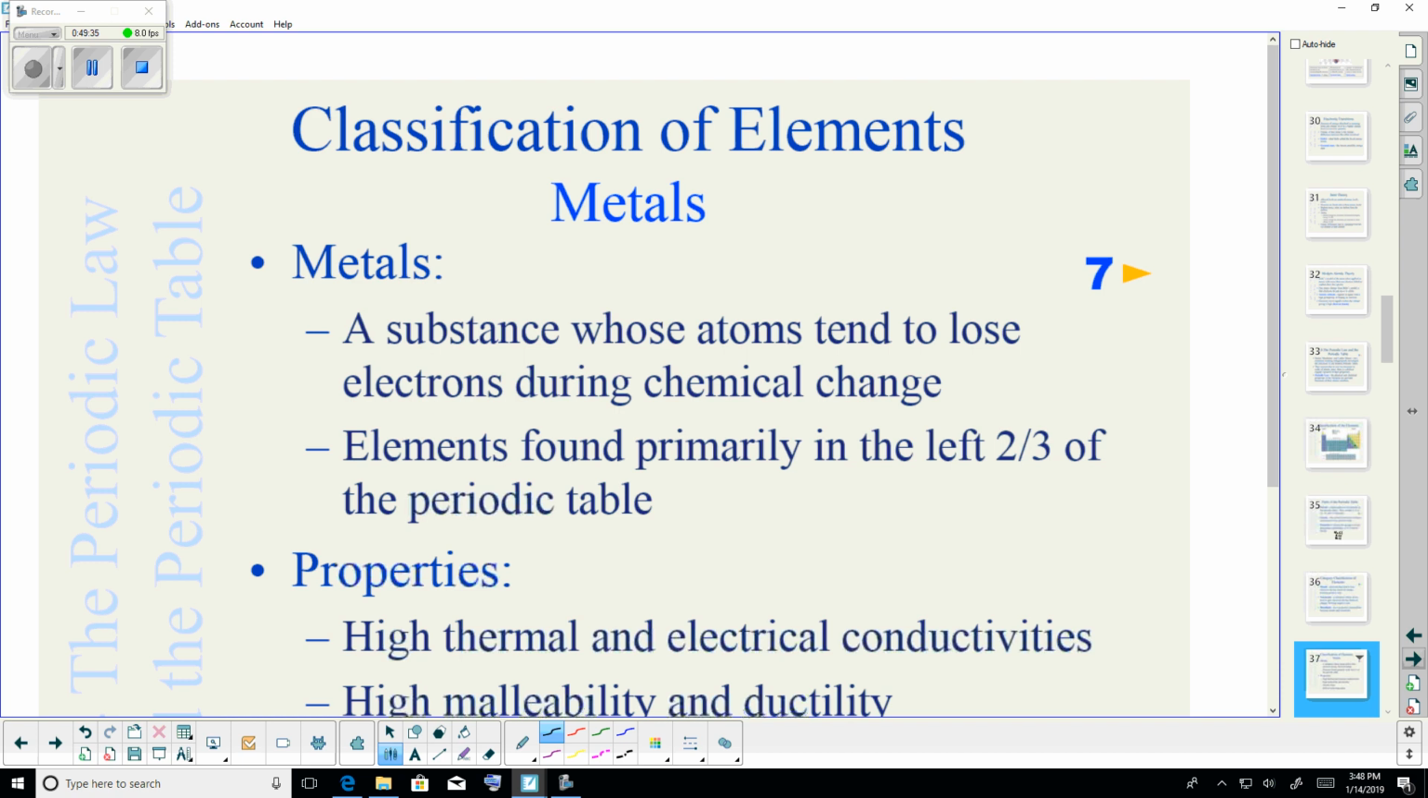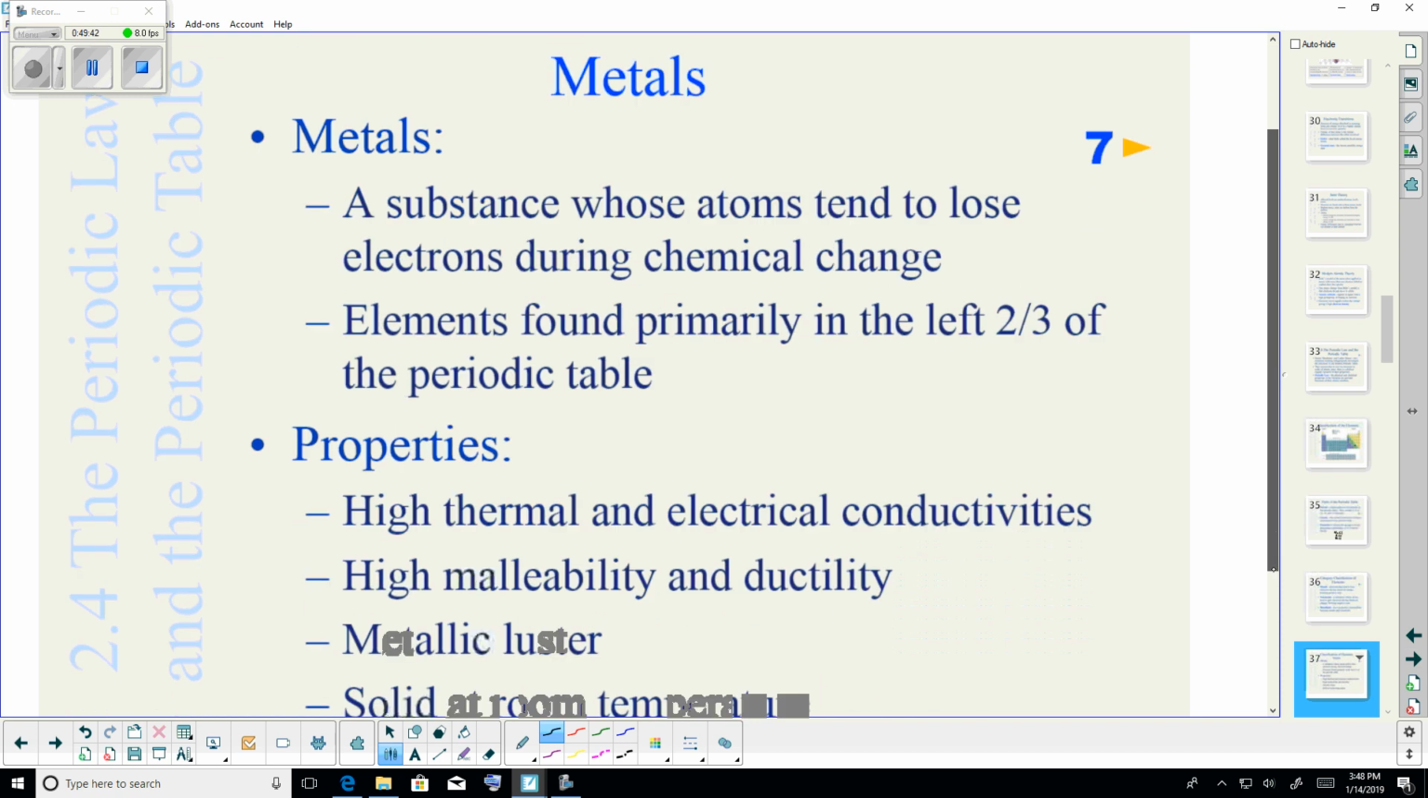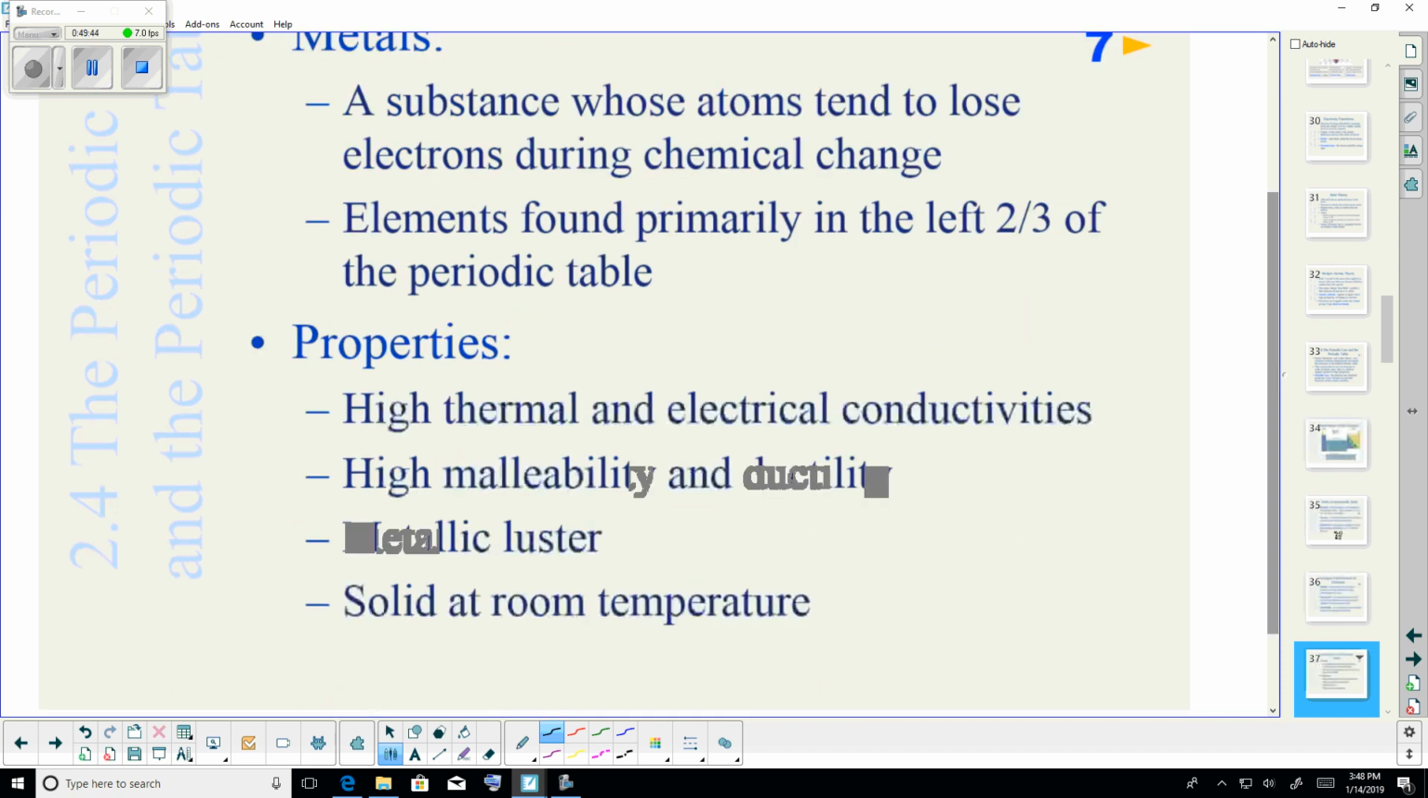So the metals, we said, are primarily on the 2/3 left side of the table. What are properties of metals? If you haven't figured this out, high thermal and electroconductivity, which is why we cook with them and why we use them for wires. High malleability and ductility. Malleability is the ability to be pounded into thin sheets. You've seen gold leaf, very, very thin. Ductility is the ability to be stretched, hence we can make wires out of them.